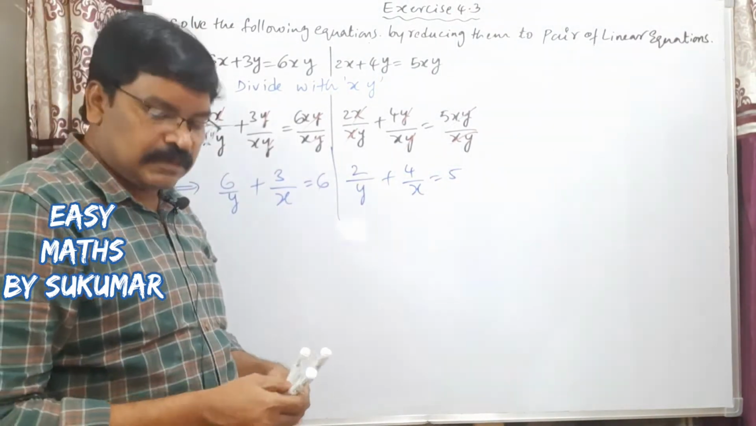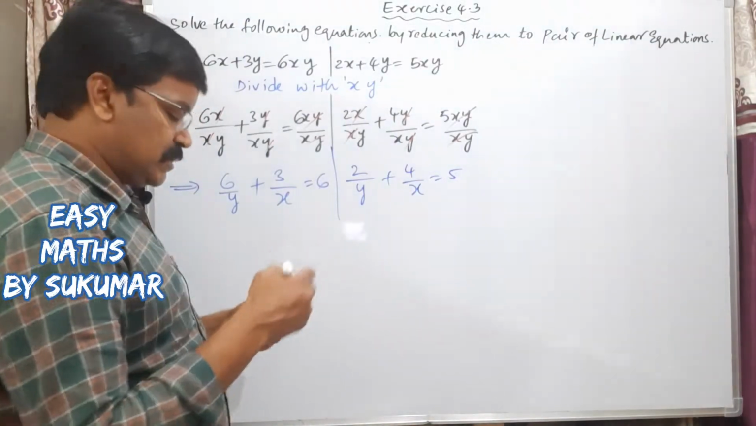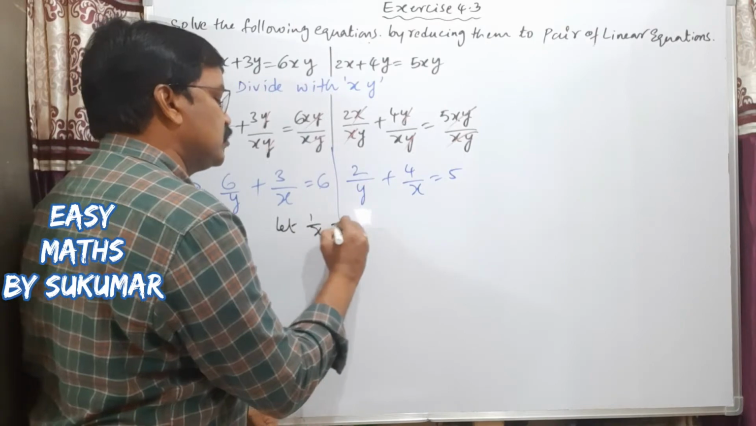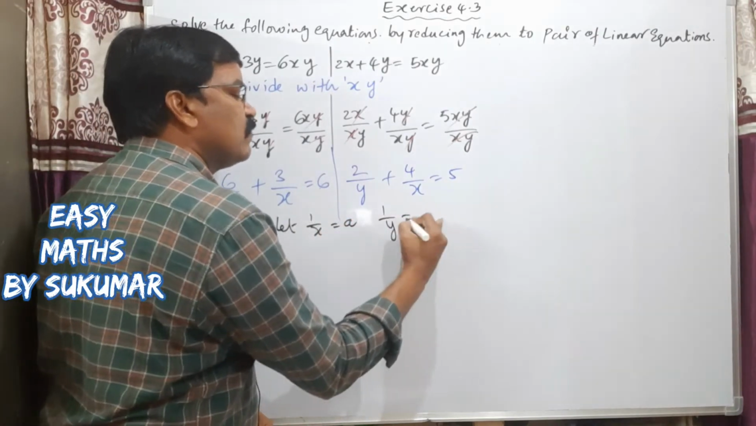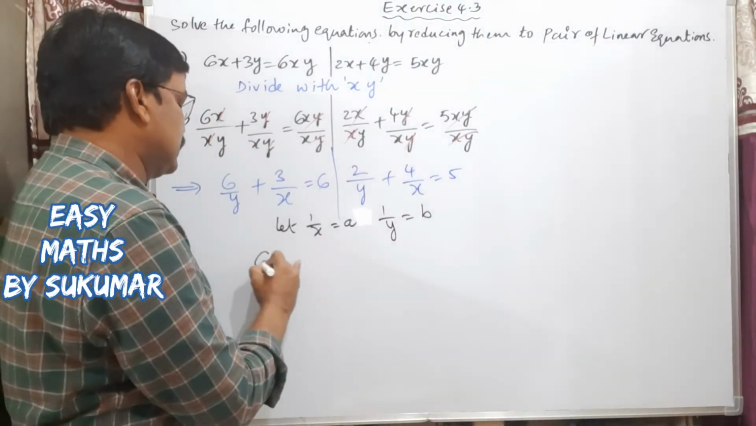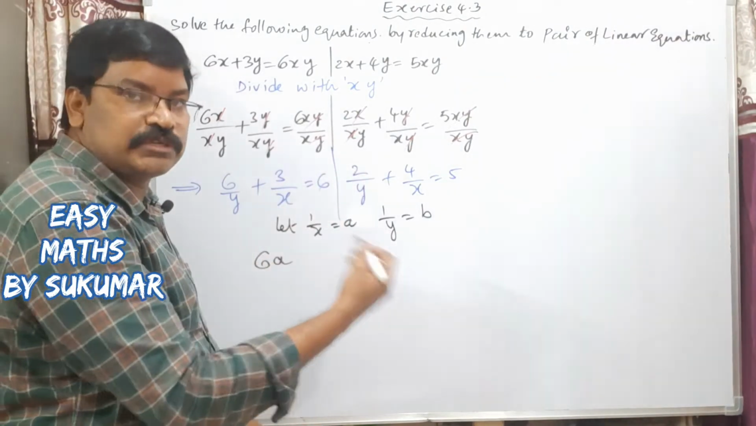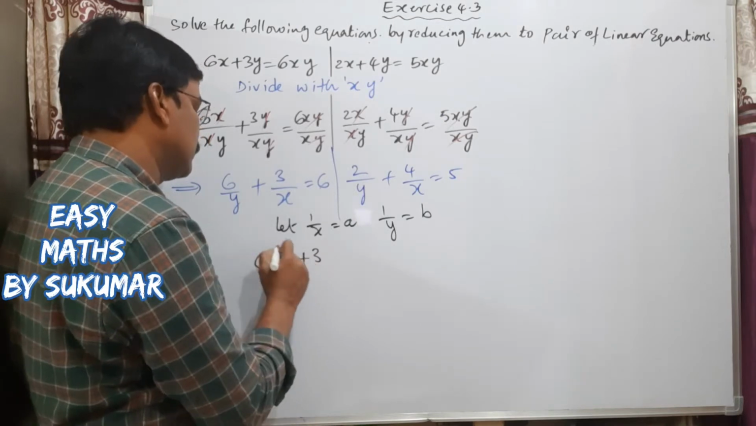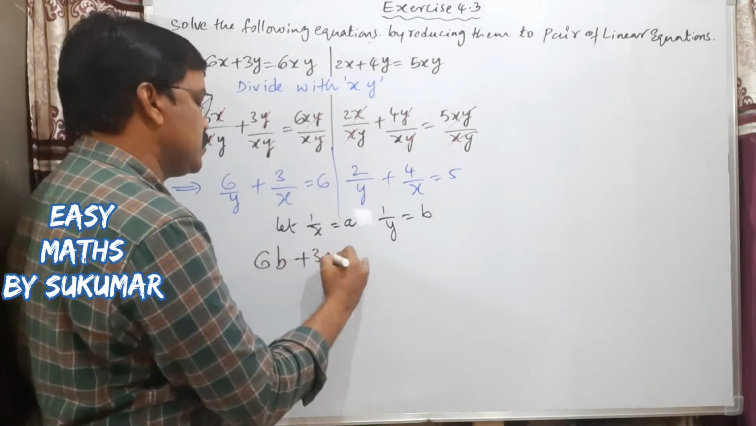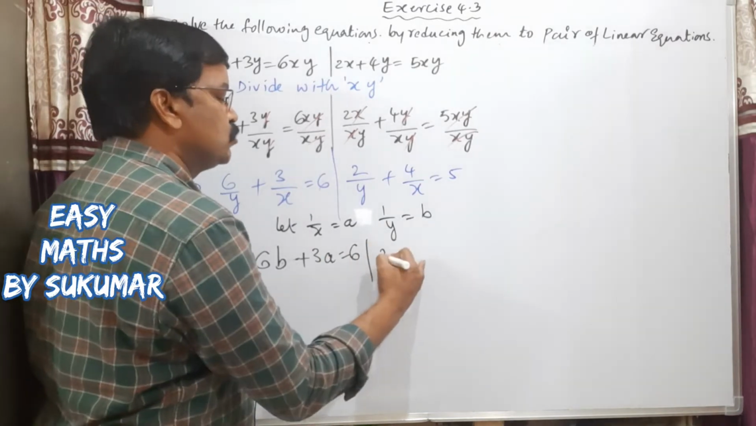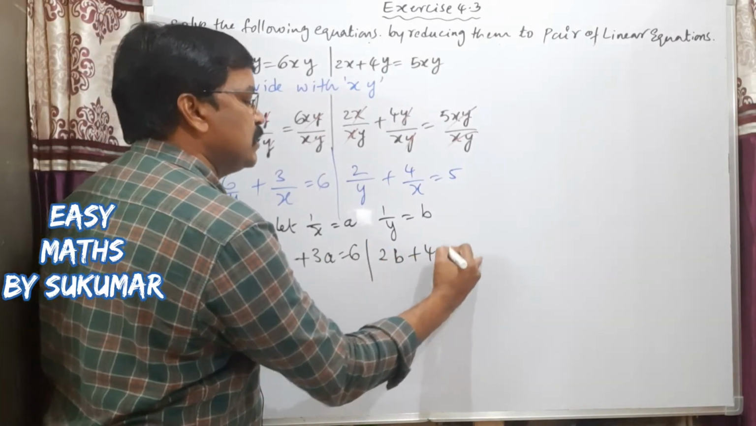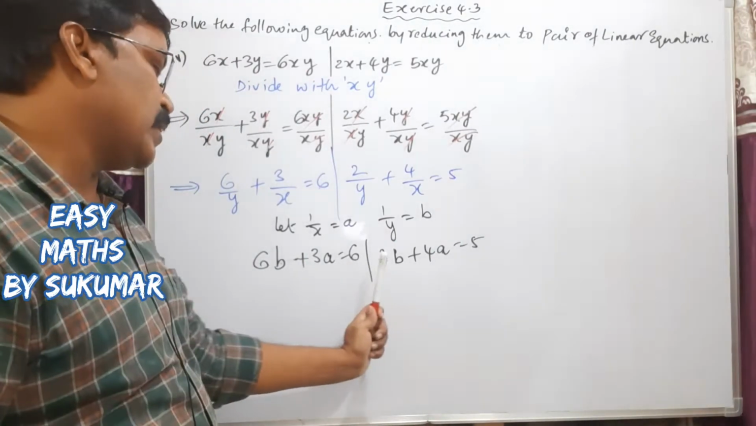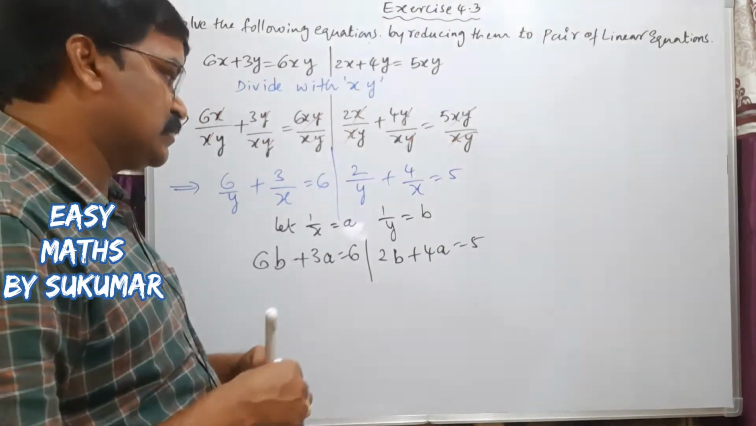Okay. Now, my dear students, here let us take this 1 by x as small a. Let this 1 by x is equal to small a and 1 by y is equal to small b. That means this first equation is reduced as 6b plus 3a is equal to 6 and 2b plus 4a is equal to 5.